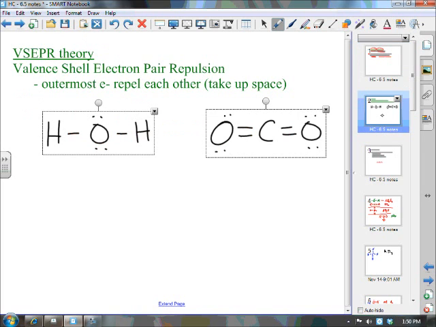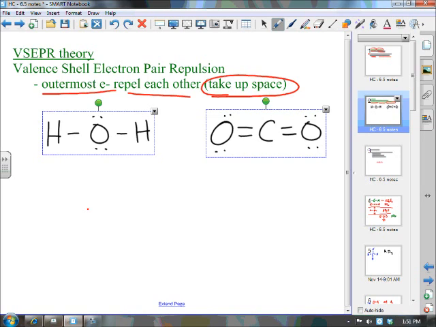So what are we looking at here? What we're looking at is what's called the valence shell electron pair repulsion theory, VSEPR theory. What does VSEPR theory basically stand for? Basically, the outermost electrons repel each other. What that means is they're going to take up space just like an atom.